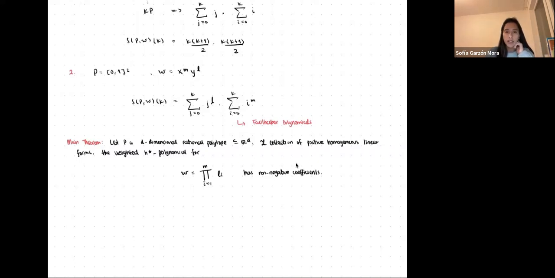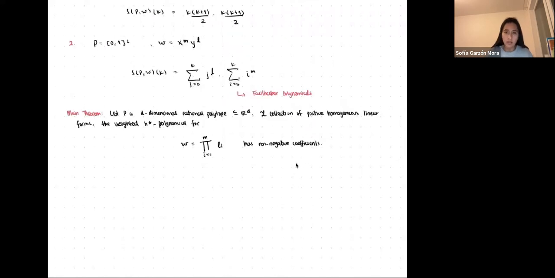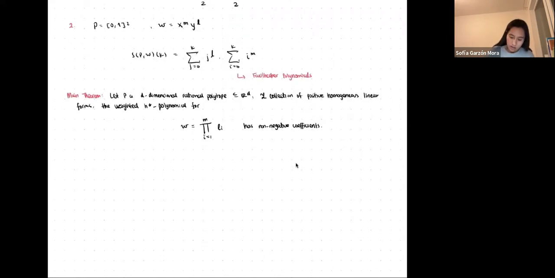Maybe let that sink in. So I want to talk about these assumptions we're making because they seem quite strong, right? We're requiring our weights to be a product of positive homogeneous linear forms. But the thing is that we've had examples where if we drop one of these assumptions, it doesn't hold anymore. And so maybe I can talk about why we need, for example, homogeneous. This one's easy to see. Why homogeneous?